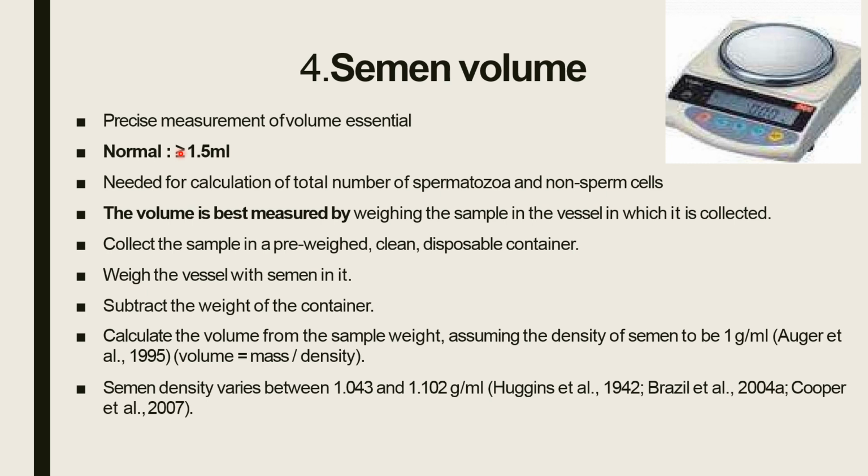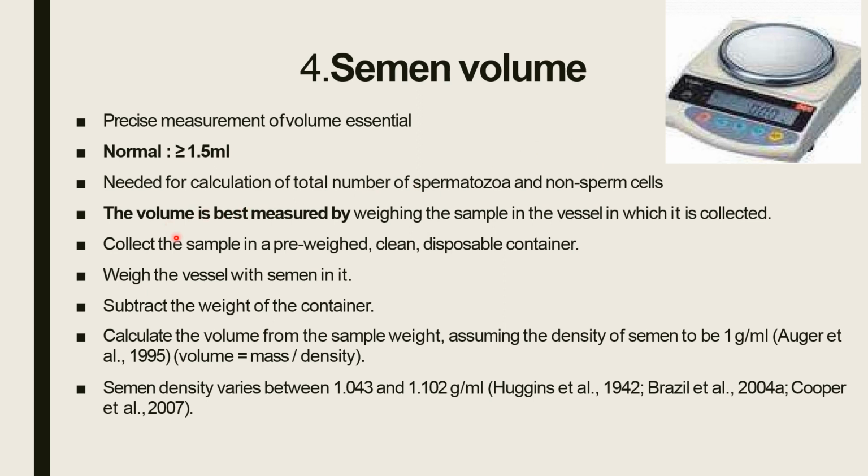In the previous WHO 99 version, it was greater than 2 ml, but now it is greater than or equal to 1.5 ml. So the normal volume, or accurate volume, is required for the calculation of total number of spermatozoa and non-sperm cells.